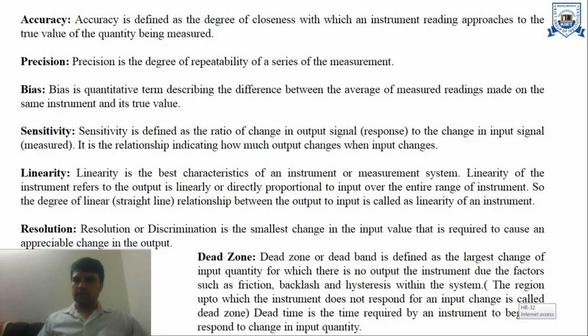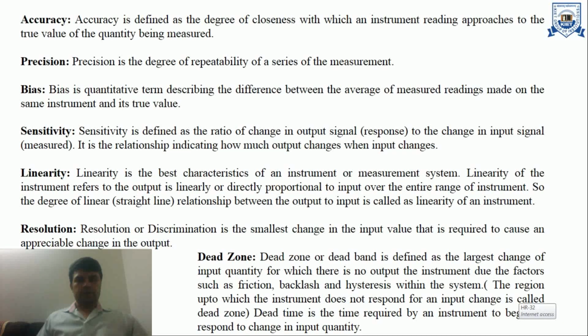Accuracy is defined as the degree of closeness with which an instrument reading approaches the true value of the quantity being measured. Precision is the degree of repeatability of a series of measurements. Bias is a quantitative term describing the difference between the average of measured readings made on the same instrument and its true value. Then sensitivity.